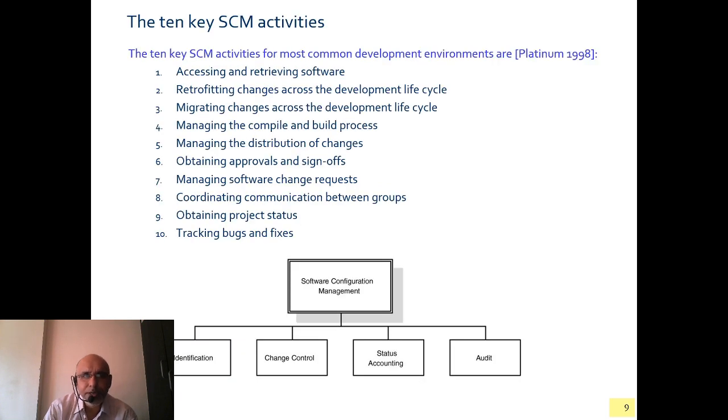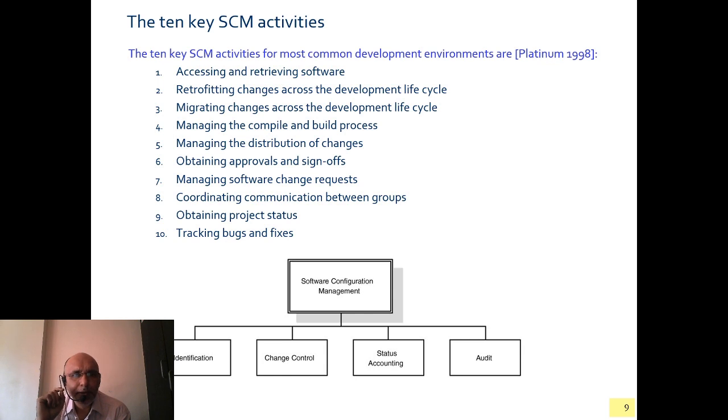So, top 10 key SCM activities, what are they? Just 4 of them have been identified. Likewise, identification, change control, status accounting and auditing, ICSA. So identification, change control, status accounting and auditing. These are the 4 major kinds of components.